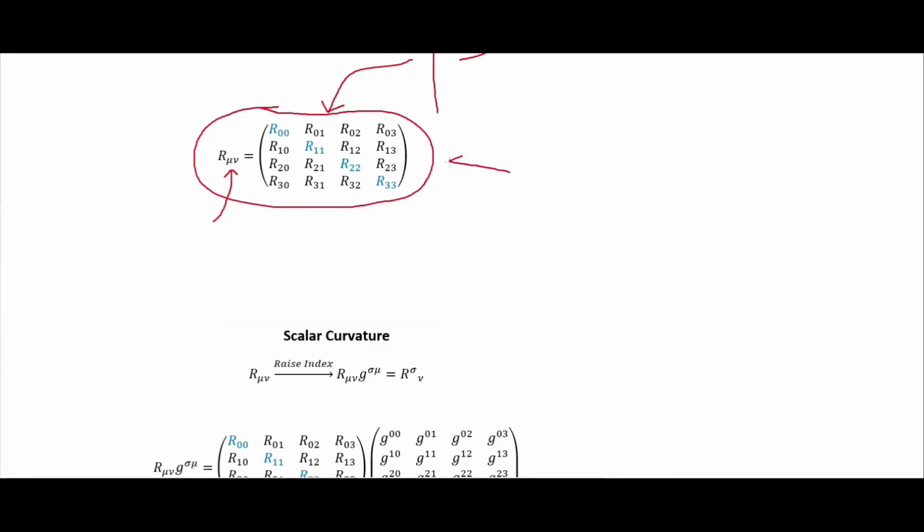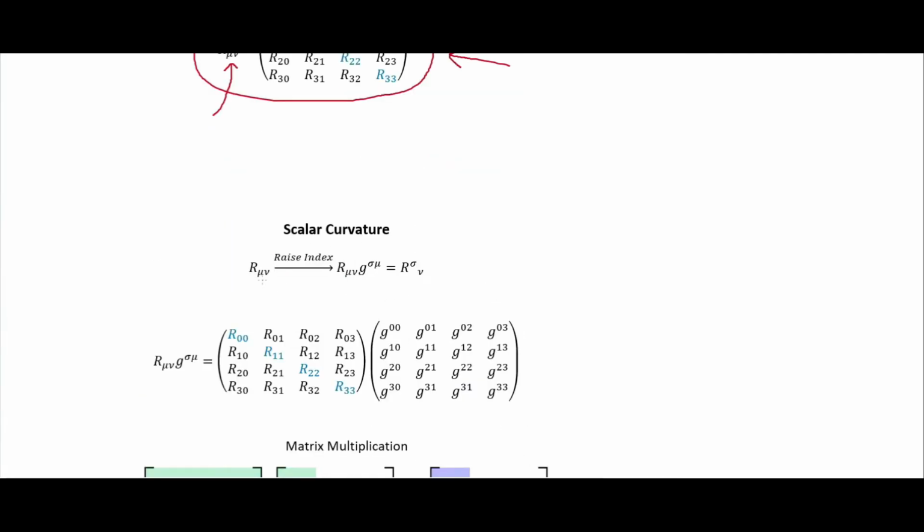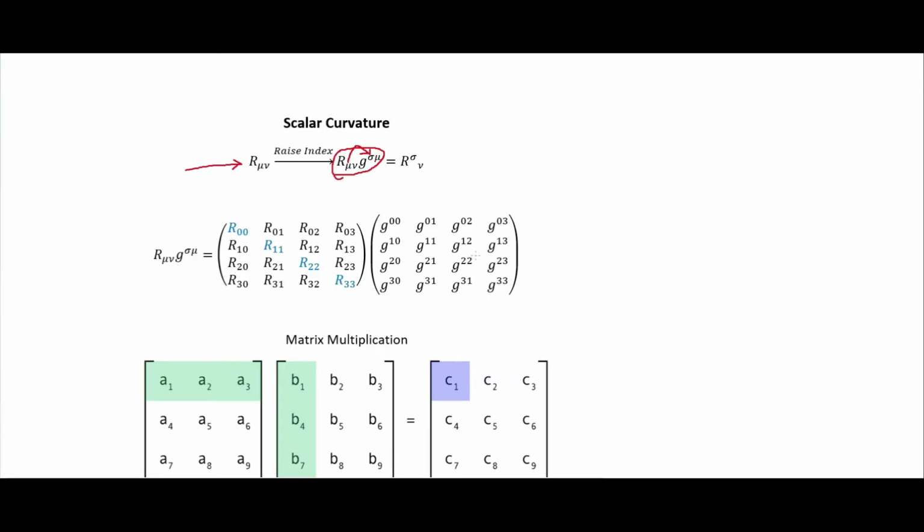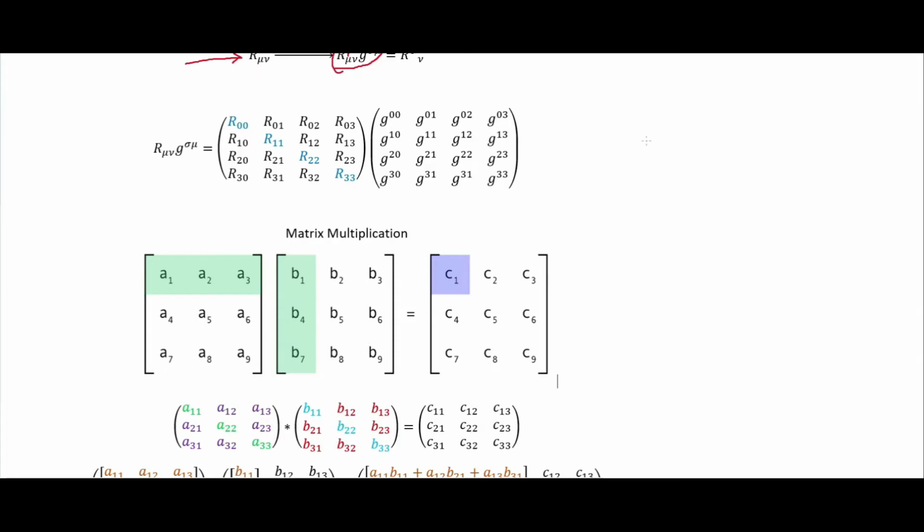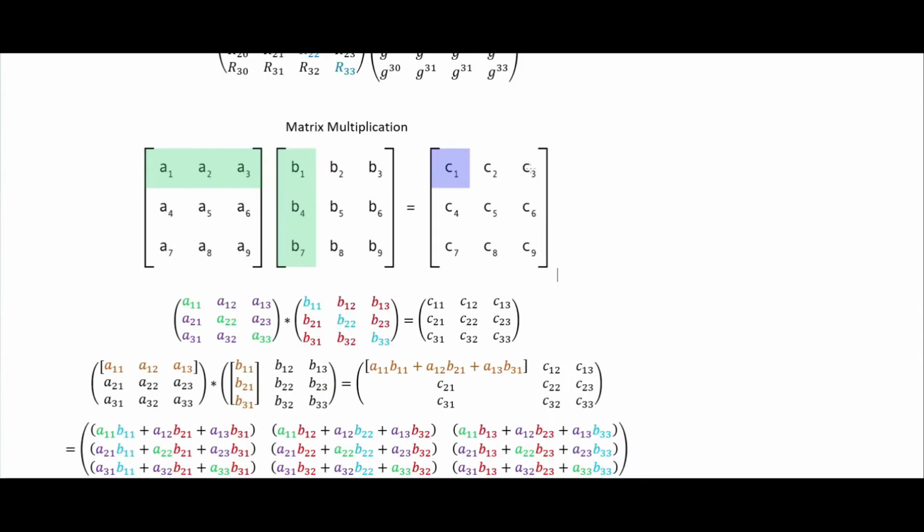Well, and then if we want to get that Ricci scalar, the first thing we have to do is raise one of these indices, because we can only sum over an upstairs and a downstairs index. And so we do the index raising, which I talked about in a previous video, to raise this mu up to a sigma here. To do that, we just do this matrix multiplication here. And I just put here what matrix multiplication is.